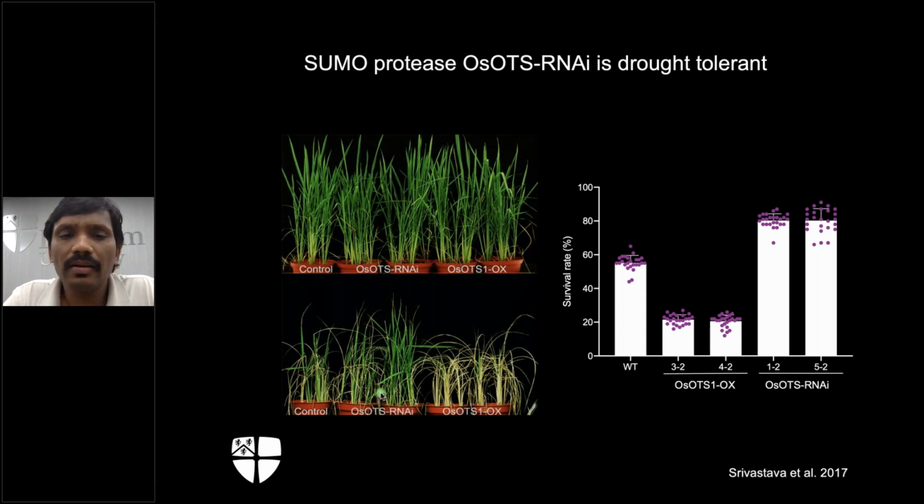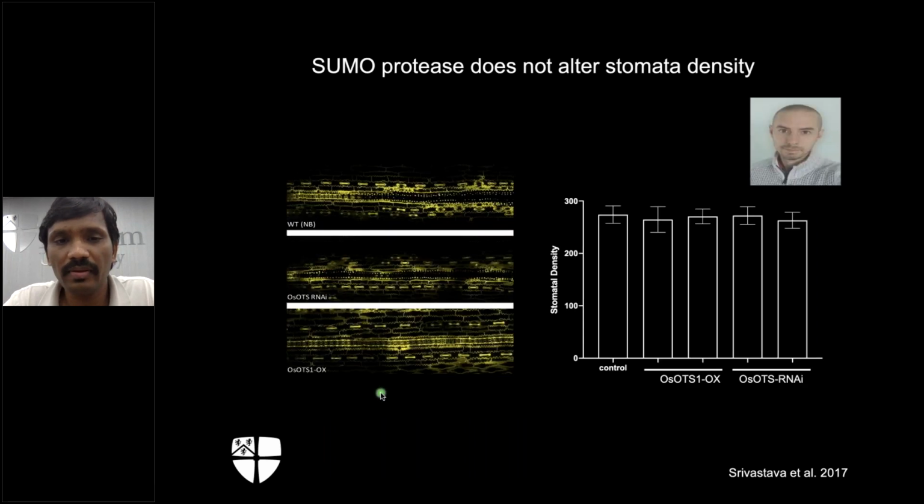So we wanted to see the mechanism, why they are susceptible, which is just the opposite of the salt stress response. We wanted to see if the number of stomata is different in the different transgenics, and we did not find any difference. This work has been done in collaboration with Professor Julie Gray, and Bobby worked really hard to find out that there is no stomatal density difference.